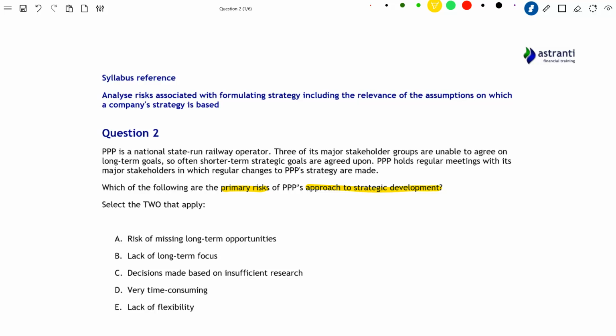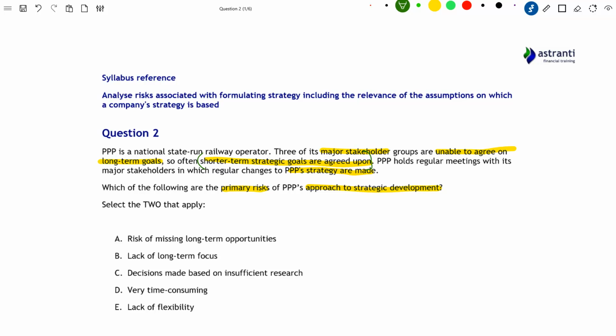PPP is a national state-run railway operator. 3 of its major stakeholder groups are unable to agree on long-term goals. So often shorter-term strategic goals are agreed upon. PPP holds regular meetings with major stakeholders in which changes to PPP's strategy are made. So what jumps out at me from that scenario is there's a lot of consultation with stakeholders, and in fact, instead of longer term goals, shorter term strategic goals are agreed upon.